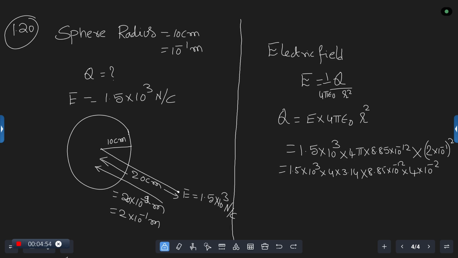Calculate the value. Inwards. That means outwards positive, inwards minus. Okay. Calculate that.